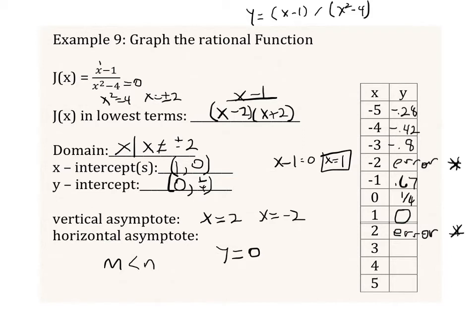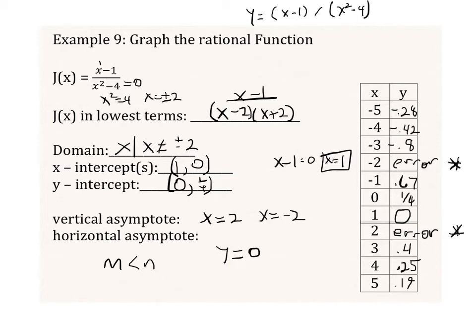At 3, you're at 0.4. And then at 4, you're at 0.25. And then at 5, you're at 0.19. Okay? Alright, so these are the points we got.